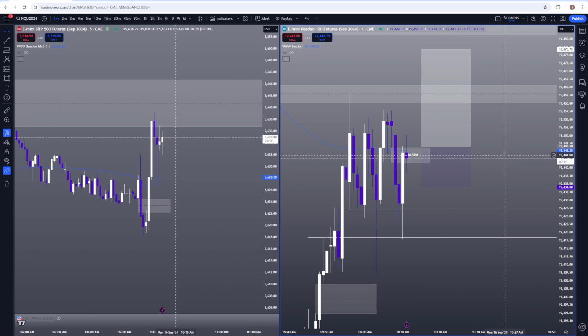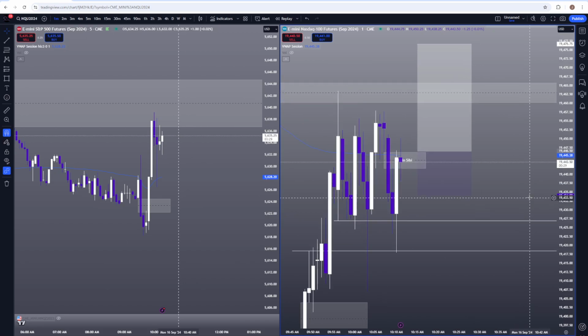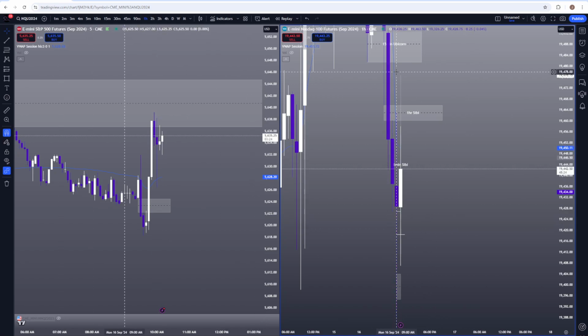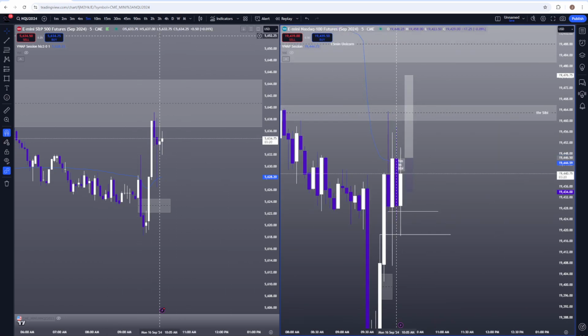Pretty bad price action right here. We really got to wait for it to clear up a little bit, but I do expect these longs to step in pretty soon. Just need to see us really start pumping here.